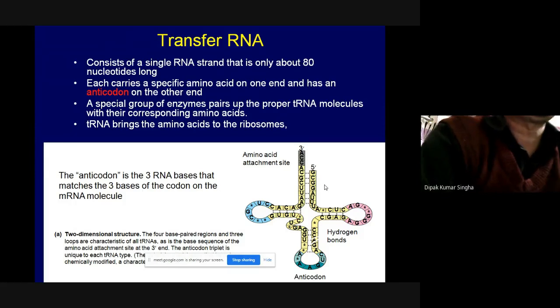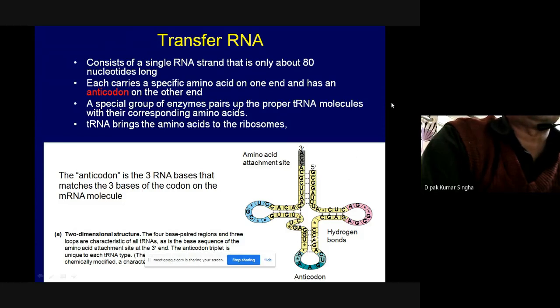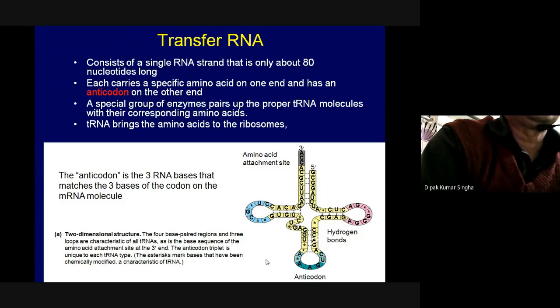This is the two-dimensional structure. The four base-paired regions and the three loops are characteristics of all tRNA. And as for the amino acid attachment at the 3' end, be careful, always remember it: the amino acid is attached at the 3' end, and the anticodon triplet is unique to each tRNA because this tRNA anticodon binds with the codon part of the mRNA. These are the key parts.